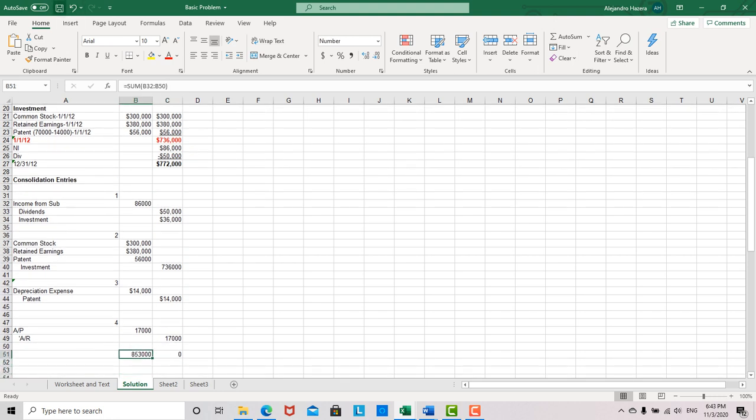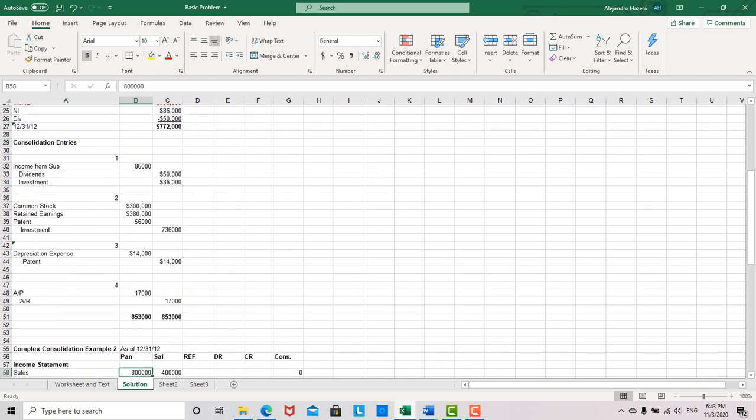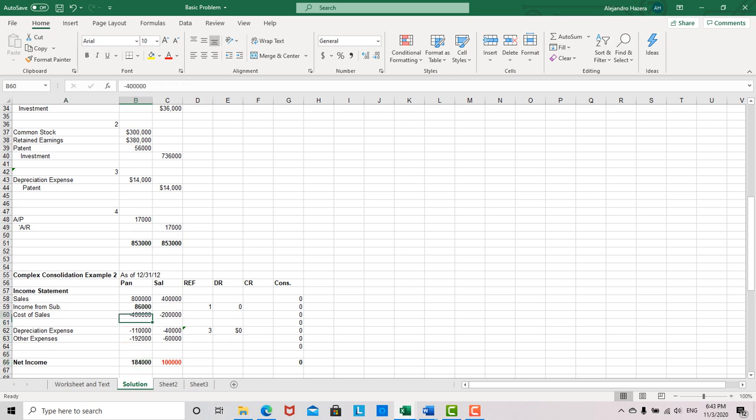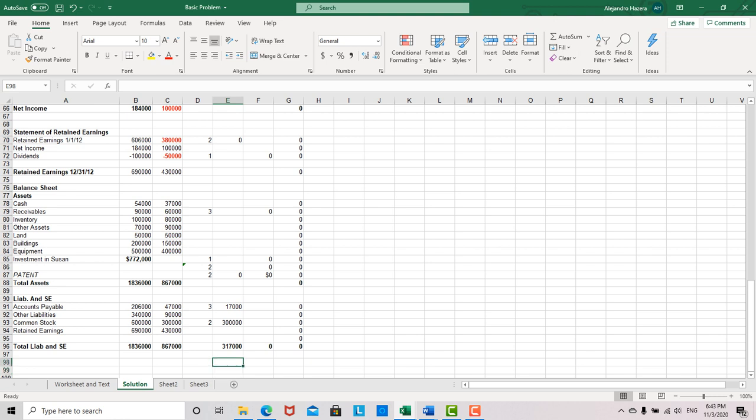Okay, so let's go ahead and make sure that we're balanced here. We got 853, so 853 is our total, and our total debits and credits agree at 853. Now the only thing we've got to do is post those to the consolidation. Let's call this entry number 4. Entry number 4, just to get this one out of the way, is a debit to accounts payable for $17,000 and a credit to accounts receivable for $17,000. That's just in the original problem.